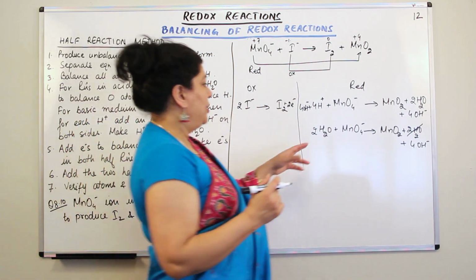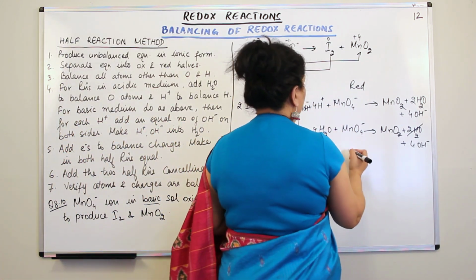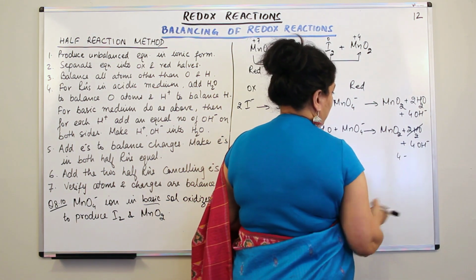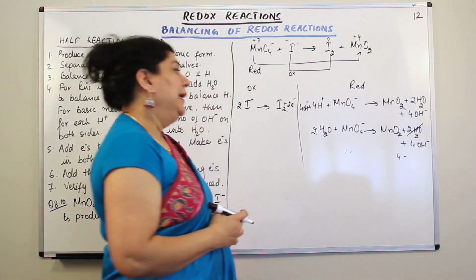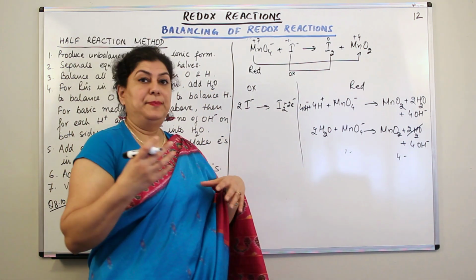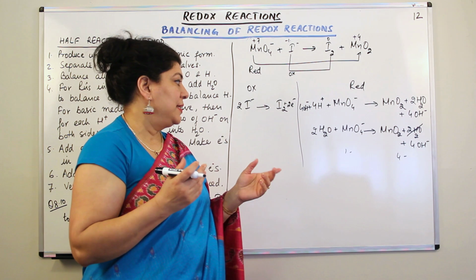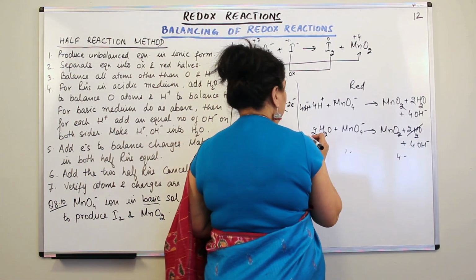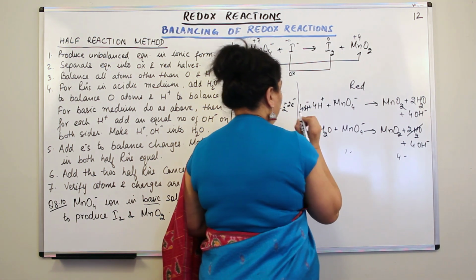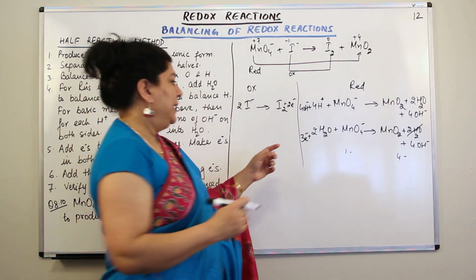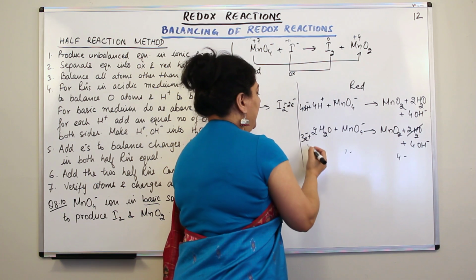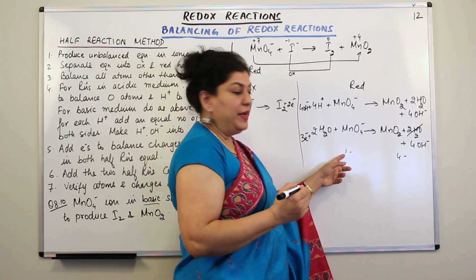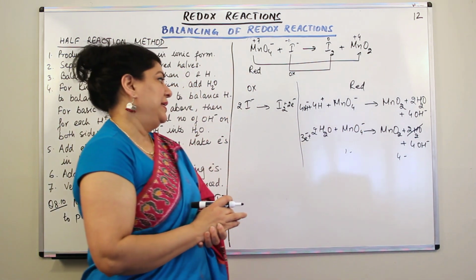Let us come to the reduction half now. Here you have 1 negative charge and here you have 4 negative charges, right? In order to balance the charges now, you need 3 electrons on this side. So if you add 3 electrons to this side, the charges will get balanced. With 3 electrons, 3 negative plus 1 negative will be 4 negative charges, equal to 4 negative charges.